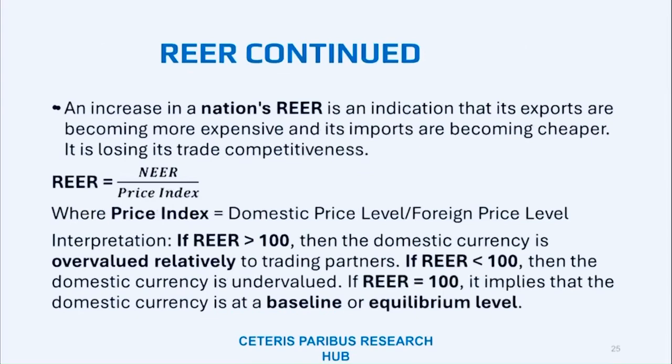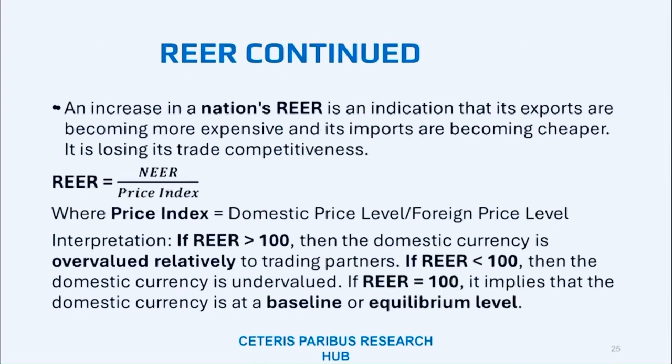So for that reason, the price index for the real effective exchange rate also has the domestic price level in the numerator, while the foreign price will be in the denominator, because the foreign currencies are also serving as the quoted currencies. So now we interpret the real effective exchange rate in this way.